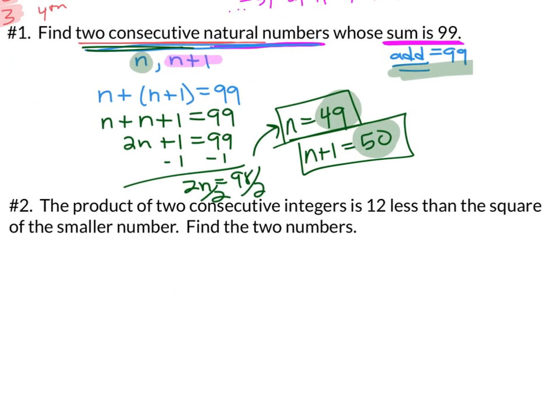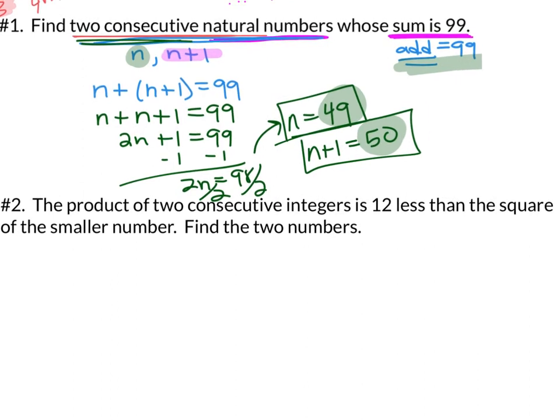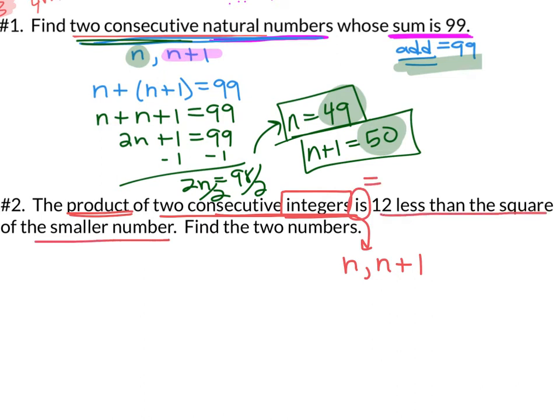The next one gives us the product of two consecutive integers. This time I can still use the same notation, n and n plus 1, but because it says integers, my answers could be positive or negative. The product of two consecutive integers is our equal sign: 12 less than the square of the smaller number. Find the two numbers.